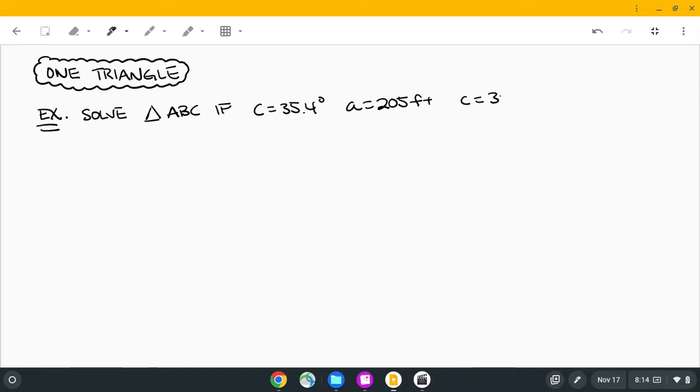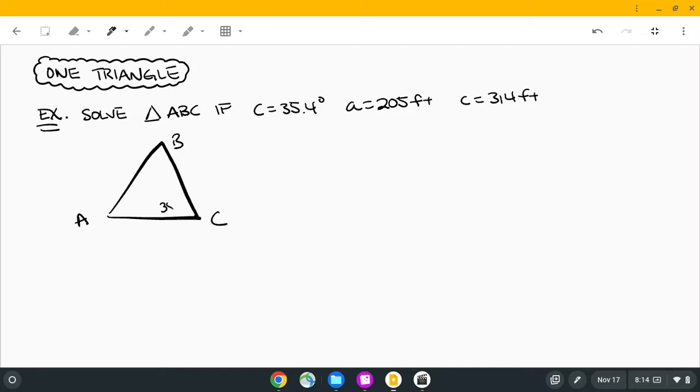Okay, so let's take a look at this here. Let's solve triangle ABC if angle C equals 35.4 degrees, a equals 205 feet, and c equals 314 feet. Okay, all right, so we have triangle ABC.